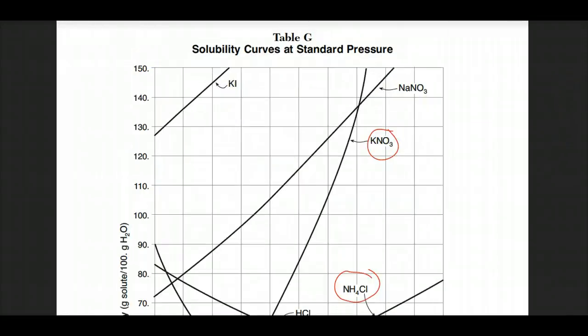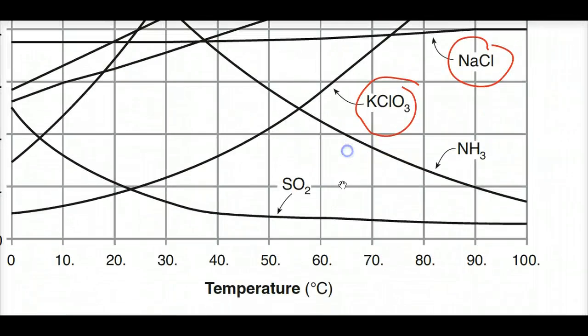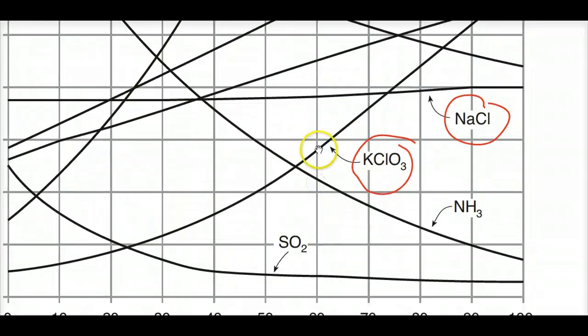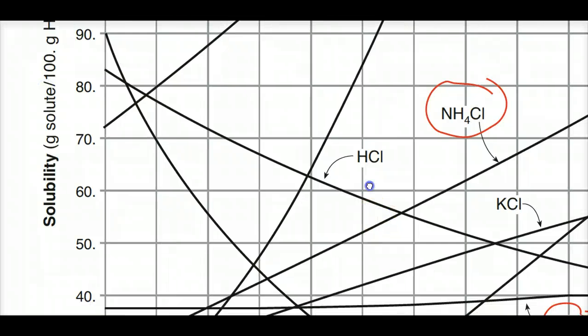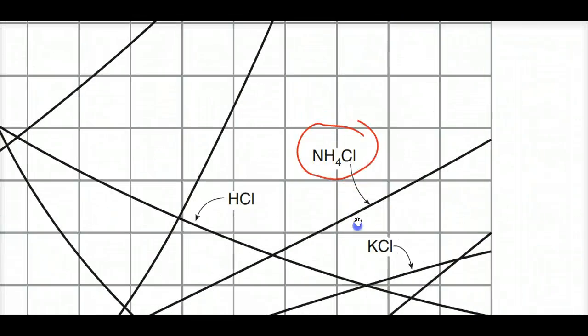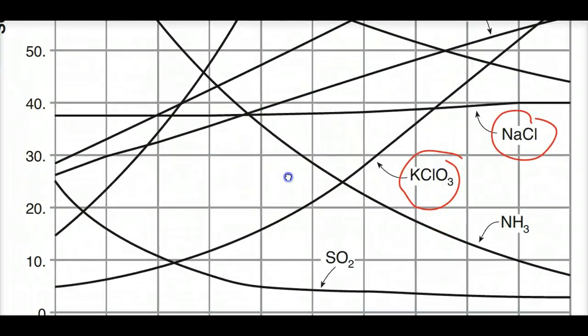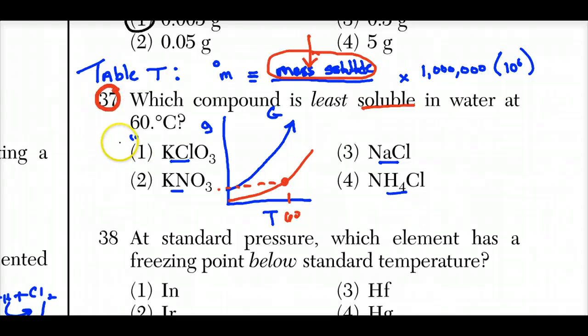And let's zoom in here to make some more sense of this. We're looking for the lowest solubility at 60. So here's my line, and it looks to me as if potassium chlorate has the lowest amount of grams. If we were to read this, you've got around 28 grams of potassium chlorate dissolving in how much water? 100 grams of water at 60. So clearly, potassium chlorate is the lowest line, and that's my answer. So 37 is choice 1.